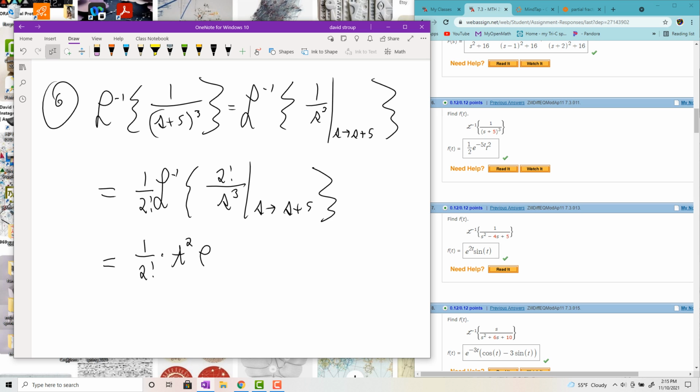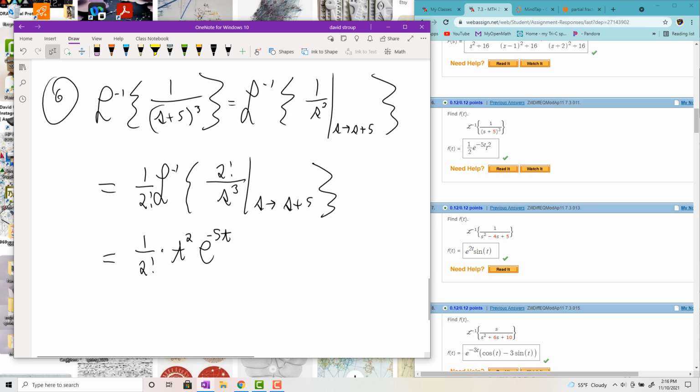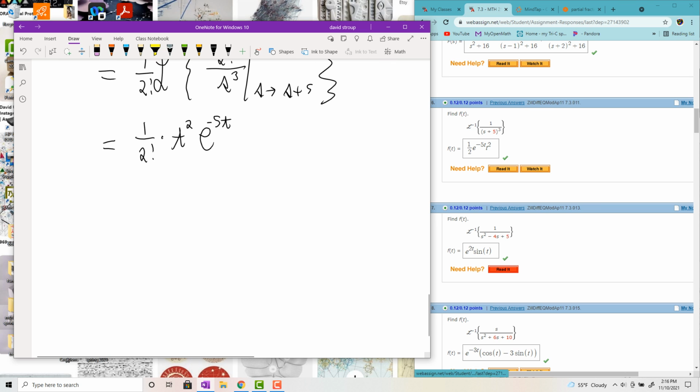The shift part is the e to the negative 5t. Sorry, not 5t, e to the negative 5t, that's right. Okay. And yeah, okay, let's do another one. Those are hard. Number 7, or maybe even try number 8.